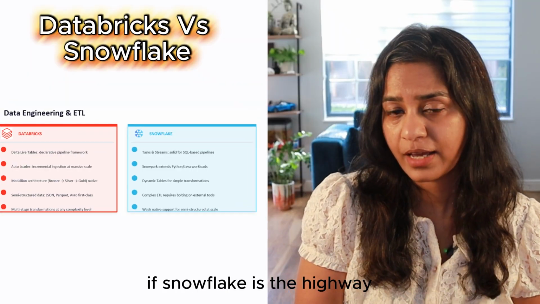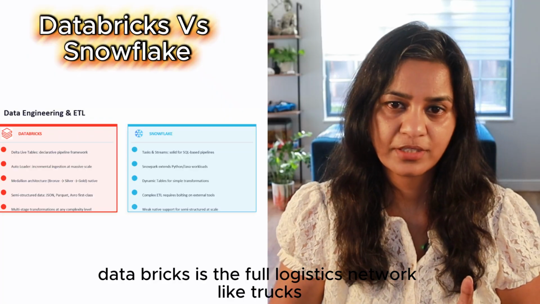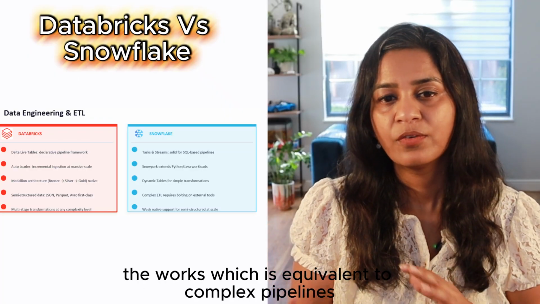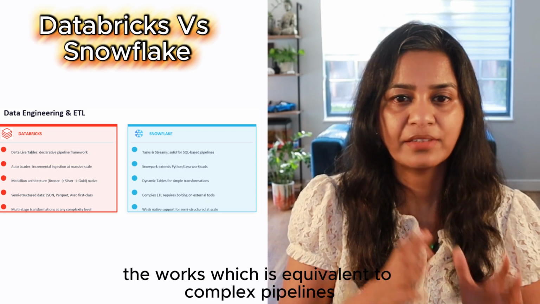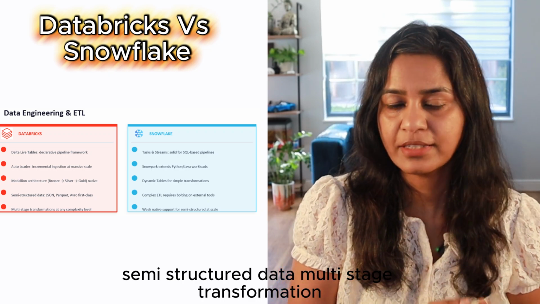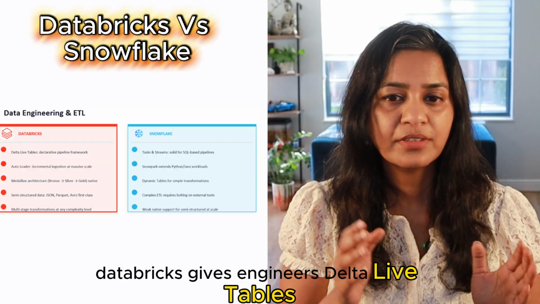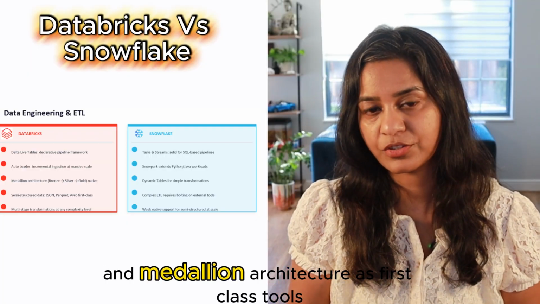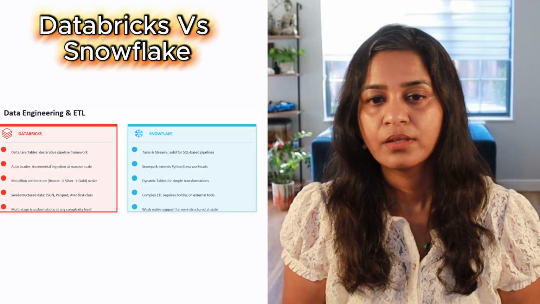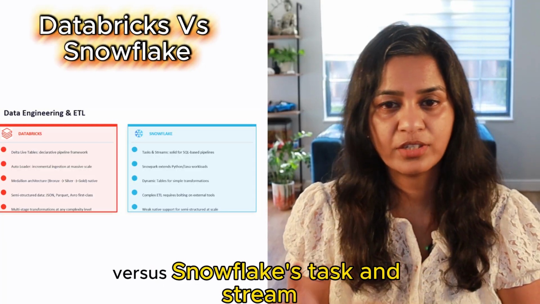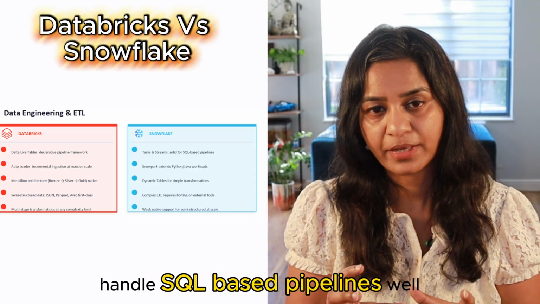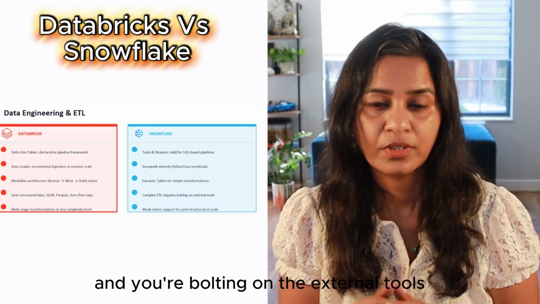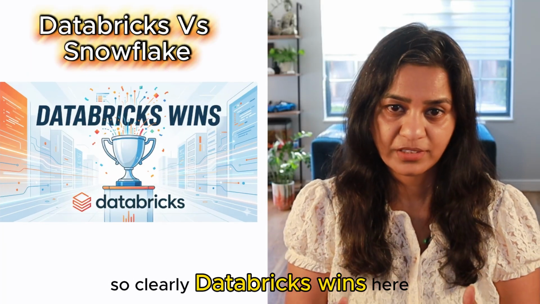Number 2, data engineering and ETL. If Snowflake is the highway, Databricks is the full logistics network, like trucks, warehouses, sorting facilities, the works, which is equivalent to complex pipelines, semi-structured data, multi-stage transformation. Databricks gives engineers Delta Live Tables, Auto Loader, and Medallion architecture as first-class tools. Whereas Snowflake Streams and Tasks handle SQL-based pipelines well, but push beyond that, and you're bolting on external tools. So clearly, Databricks wins here.